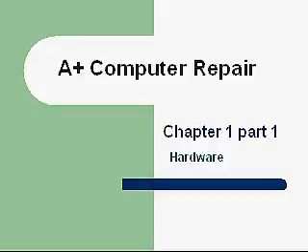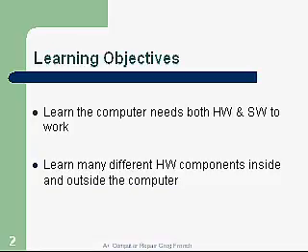Today we're going to be covering Computer Repair, Chapter 1, Part 1, Hardware. Learning objectives. Learn the computer needs both the hardware and software to work. It can't do anything without the software. Hardware is the physical. Software are the programs that run the hardware.